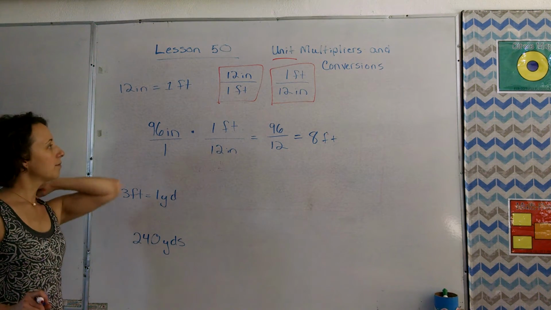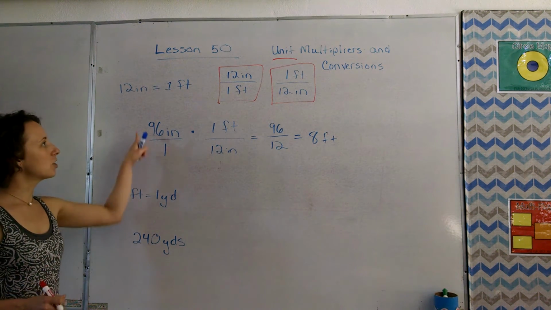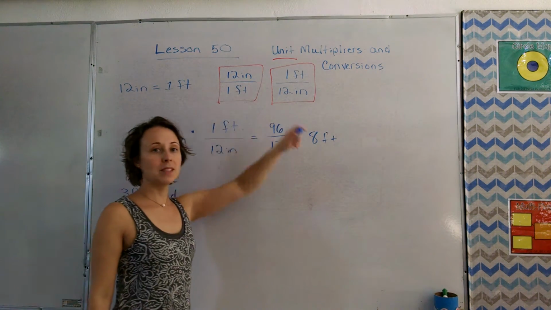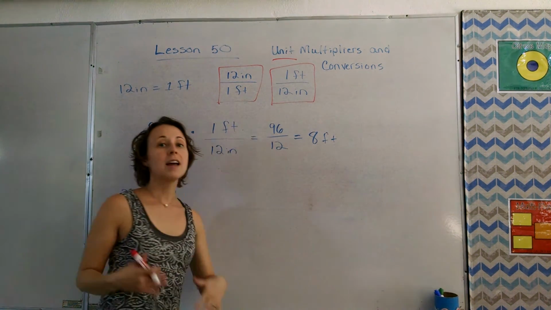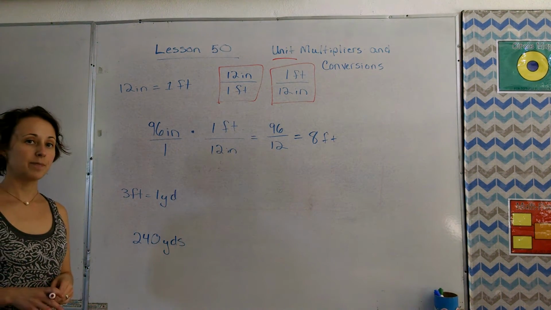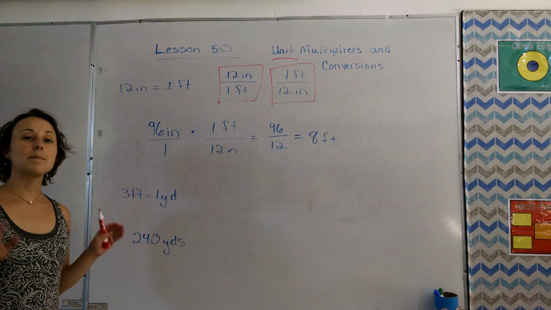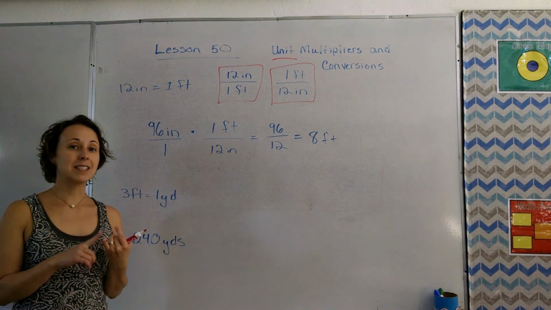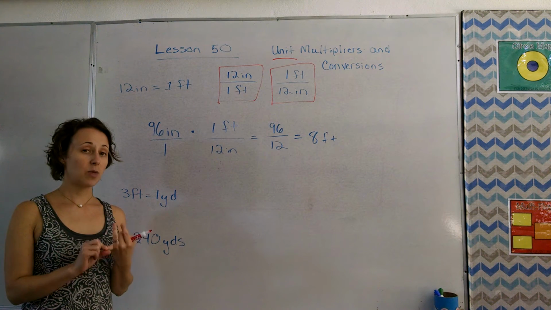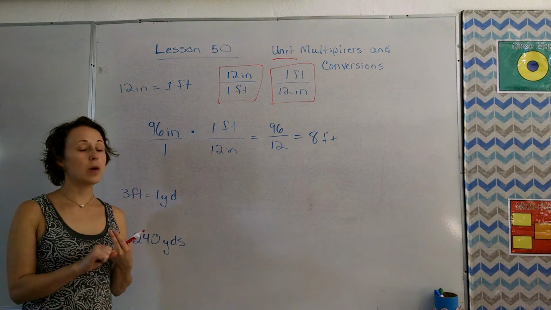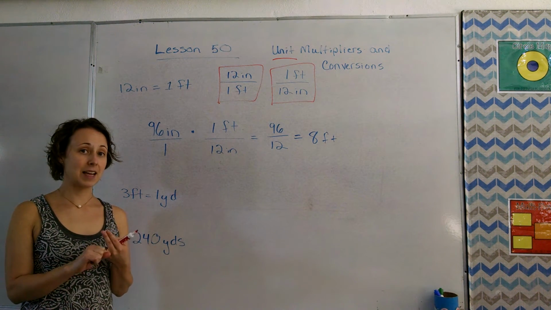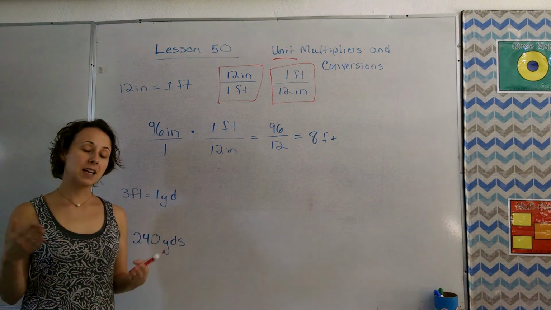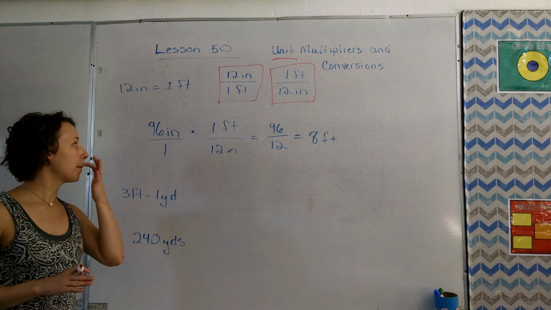Today I don't want to do that. Today I want to take my 96 inches and I want to multiply times a unit multiplier to help me find my answer. This is going to be really important because, one, it's going to allow us to cancel out the units to get the right units at the end. And two, you're going to use this a lot in higher math and science classes. The same kind of process you'll see often through your academic career.